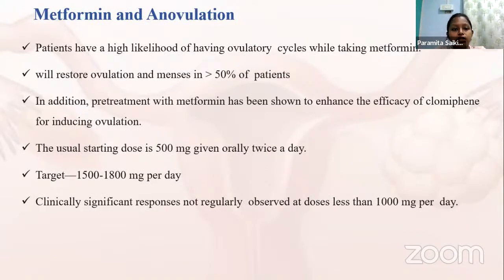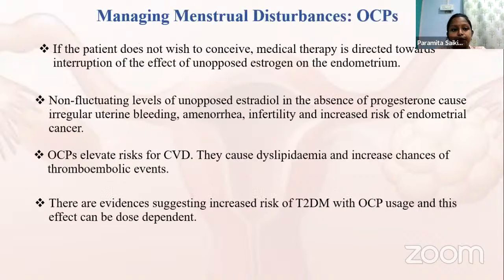Metformin and ovulation. Patients have a high likelihood of having ovulatory cycles while taking metformin. Metformin will restore ovulation and menses in more than 50% of patients. In addition, pre-treatment with metformin has been shown to enhance the efficacy of clomiphene for inducing ovulation. The usual starting dose is 500 milligrams orally twice a day. The target should be 1500 to 1800 milligrams per day. Clinically significant responses are not regularly observed at doses less than 1000 milligrams per day.